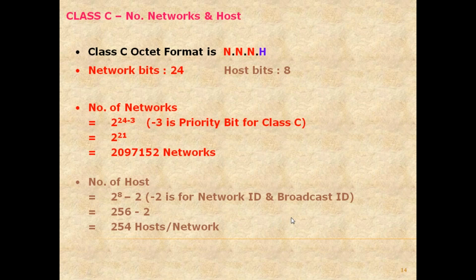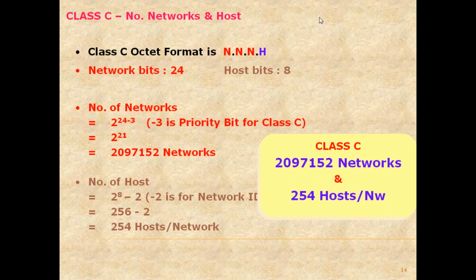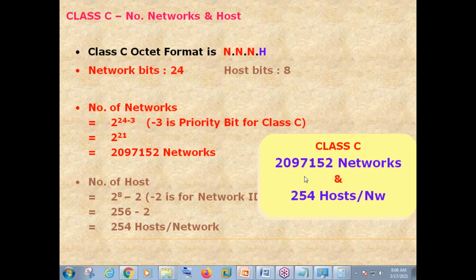So host portion every time we have to do minus 2. Host portion every time minus 2. But network portion, it depends on your class. Class A is minus 1, class B is minus 2, and class C is minus 3, because these are the 3 priority bits and these are the 3 common bits. So totally we got 2,097,152 networks, and in each network we got 254 hosts.